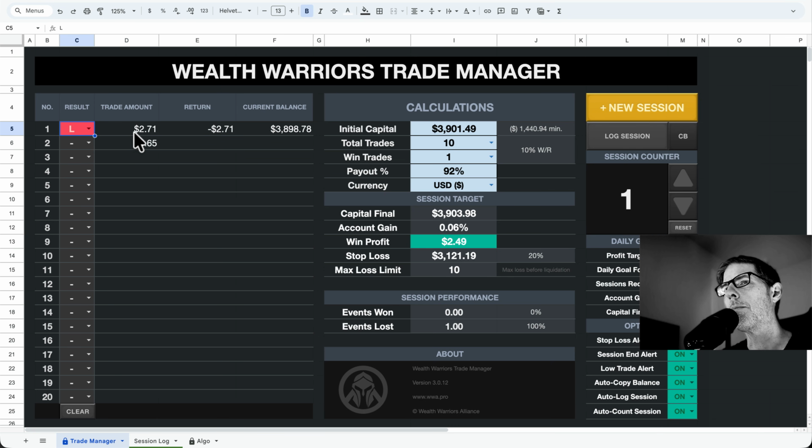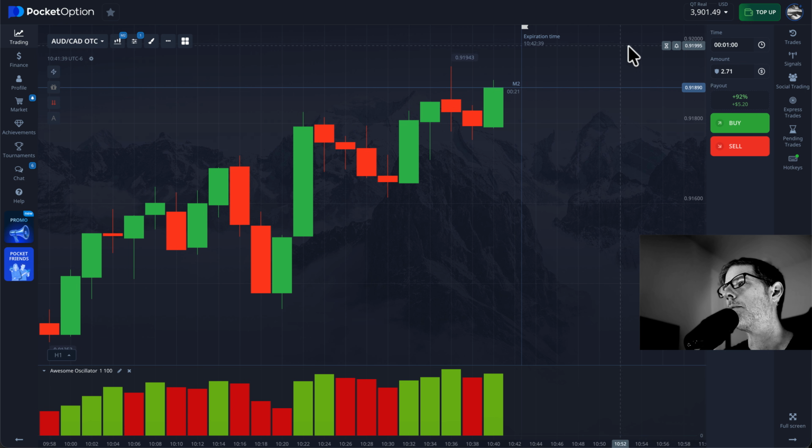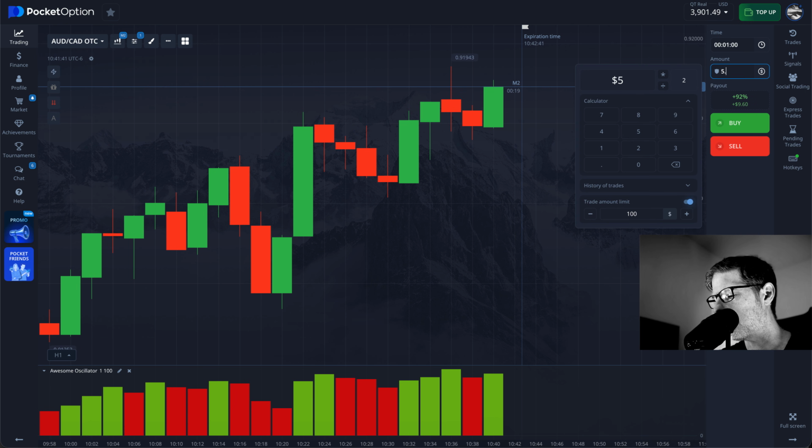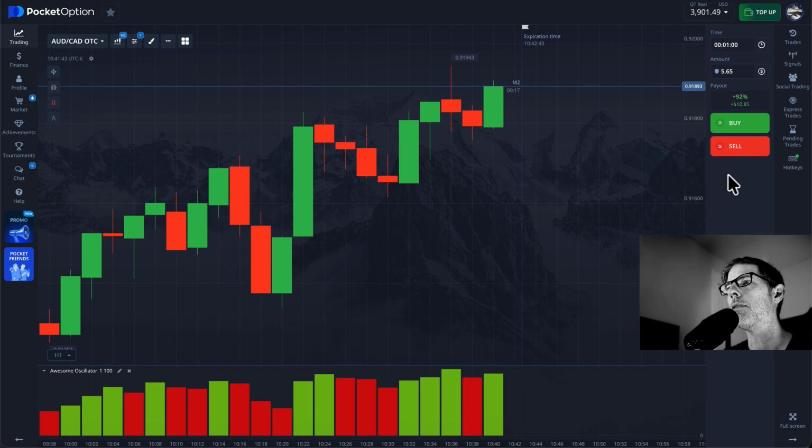But so we mark that with an L, and then we've got another trade here to do, which is going to be 565. So the trade manager provides those trade amounts for you. 565. Once you've entered that, you have that in there, just go ahead and prepare for the next trade.